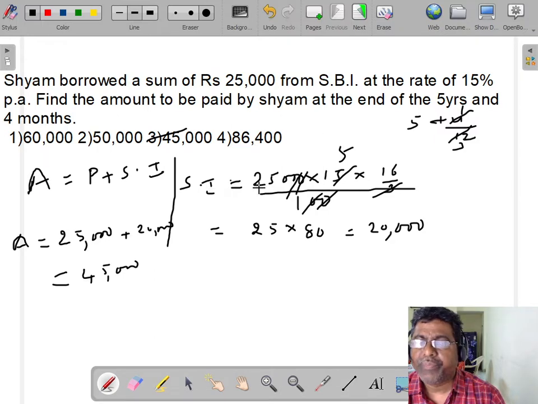SI is equal to 25,000 into rate of interest 15%, time is 16 by 3, that is 5 plus 4 by 12, because you have to convert these months into years. So the required interest is 20,000. At the end of 5 years and 4 months, you will pay the total amount, the sum of 25,000 plus this 20,000. Total he has to pay the bank 45,000 rupees. Okay. Now go for the next problem.